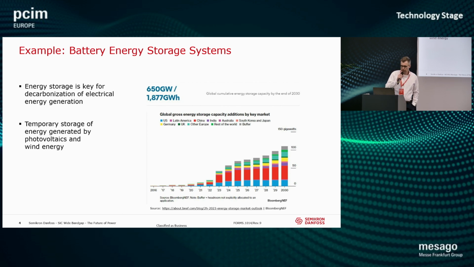The chart you see on the right-hand side is from Bloomberg. They basically say this year there will be an addition of 50 gigawatt of energy storage power installed in the world, and by 2029 this goes up to 100 gigawatt every year. So that's huge. So you have to be very much to the point with this kind of technologies.